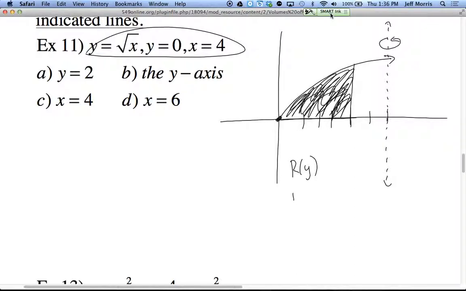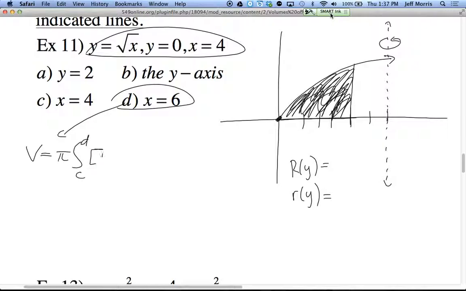So we're going to have r of y, your outer radius and your inner radius. So for this one it's a washer again. So volume equals pi times the definite integral from c to d of the outer radius squared minus the inner radius squared dy. It's the same thing every time. So it's going to be pi, c to d again, from here to here. So it's from 0 to 2 again.